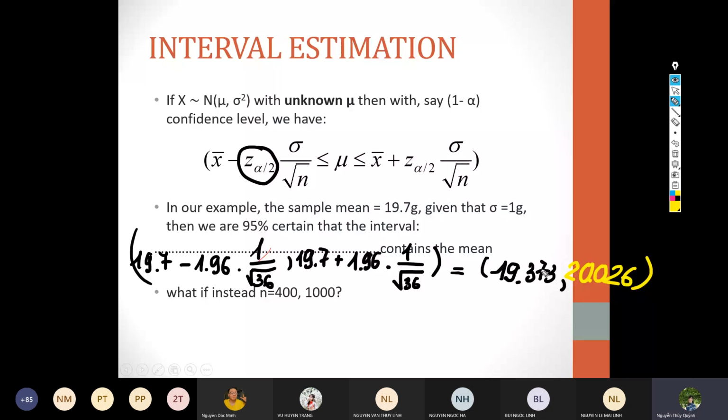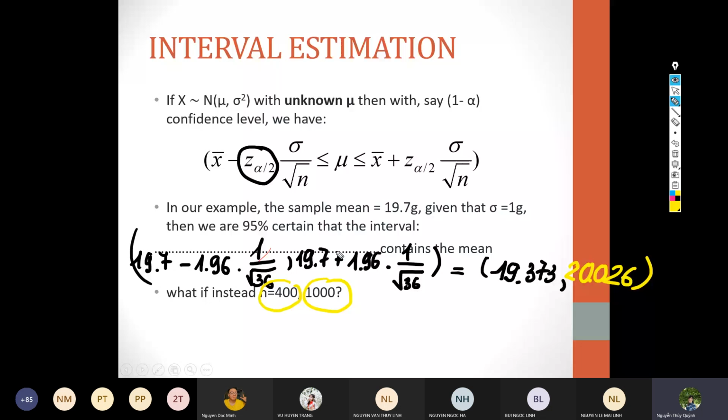So what happens when the sample size increases? What happens to this confidence interval? The interval becomes smaller. Yeah, right. The interval will become smaller, we say that it will shrink.